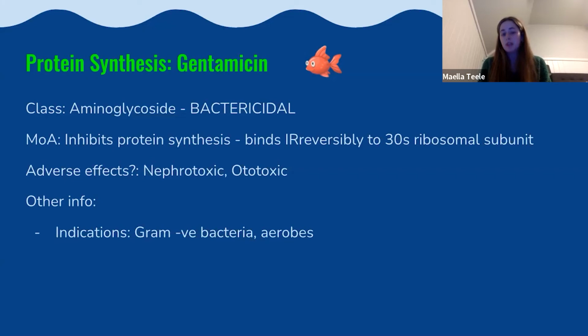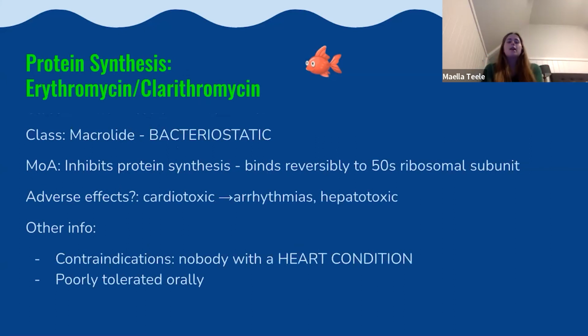Okay, another protein synthesis drug, you've got gentamicin. That's a bactericidal one. So it binds irreversibly to the 30S ribosomal subunit. It does have some adverse effects. It's nephrotoxic, so toxic to your kidneys, and ototoxic, so it's toxic to your ears. And you generally use this one with gram-negative bacteria. So the other ones that I've been covering before, they're generally used with gram-positive bacteria, but gentamicin is a gram-negative bacteria indication.